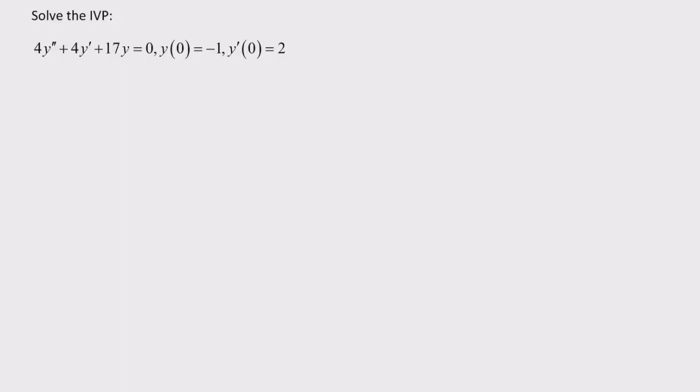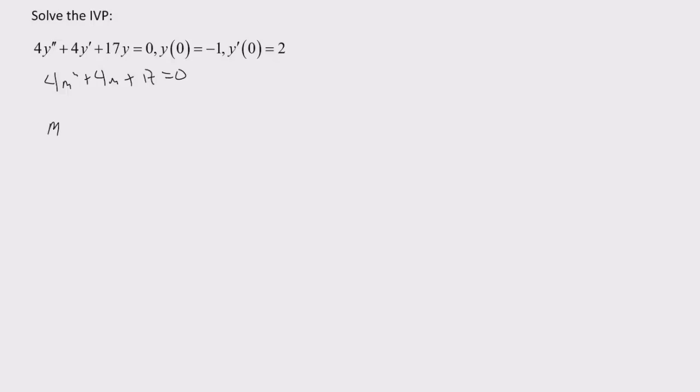All right, so let's apply what we've learned. Here we've got an equation with a bunch of initial conditions. So we can set up our auxiliary equation, which is 4m squared plus 4m plus 17 equals 0. And then I want to use the quadratic formula and see what our solution for m looks like.